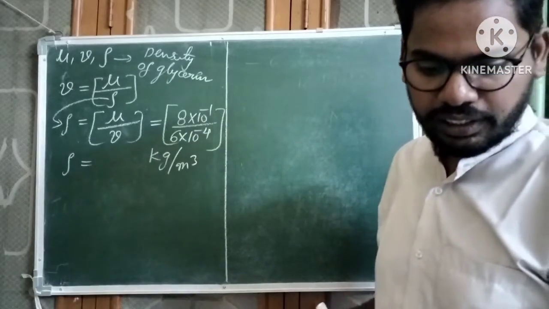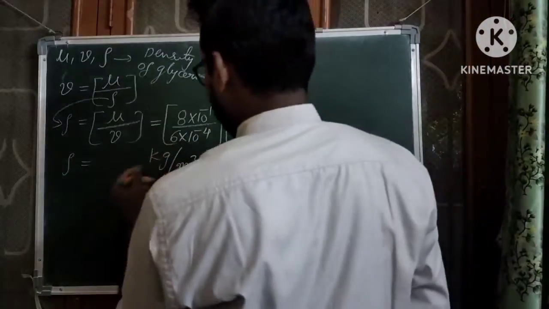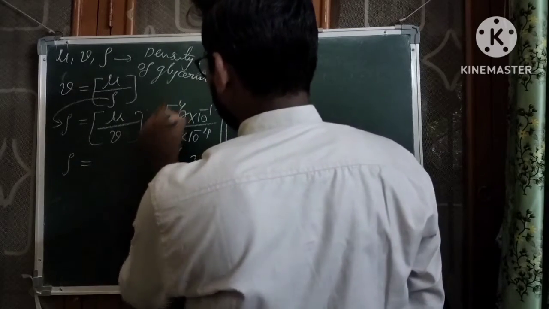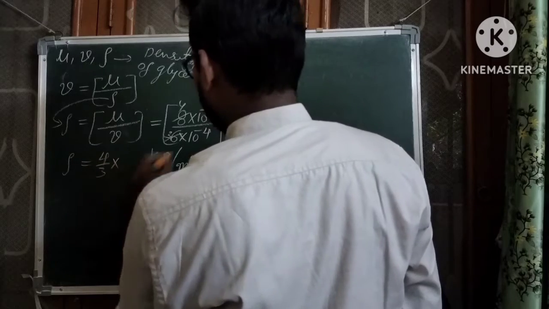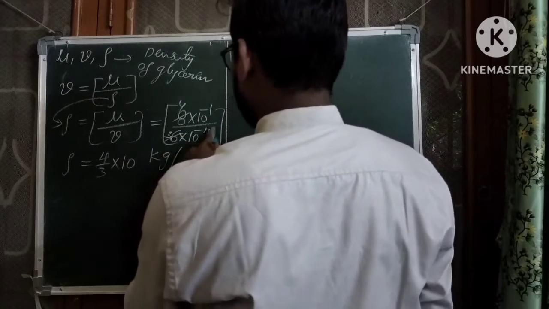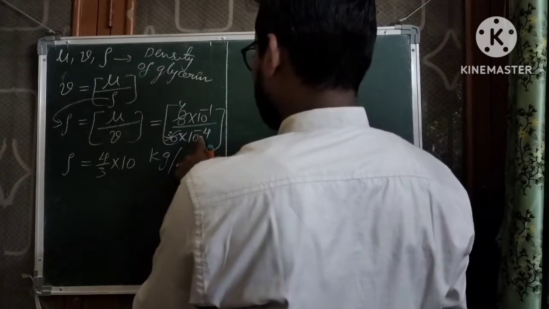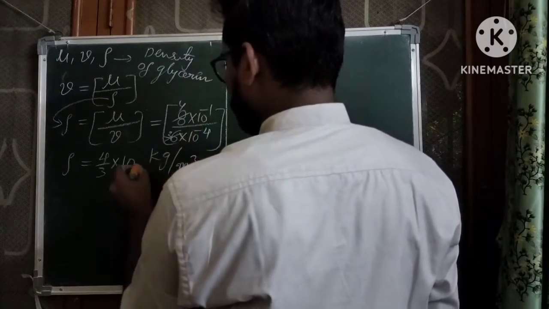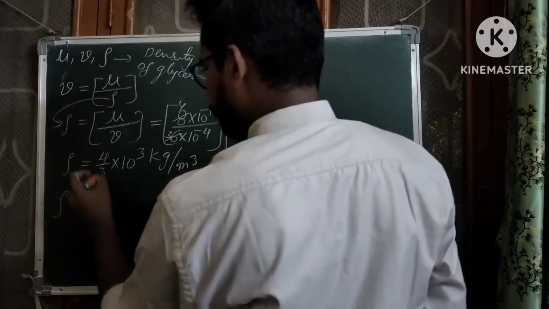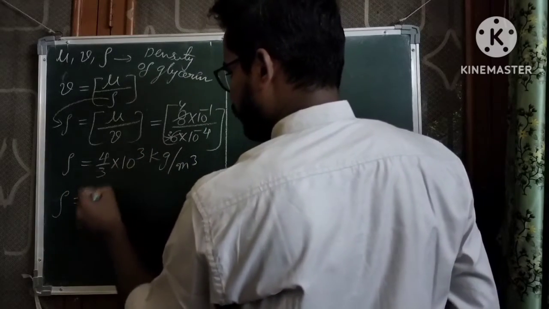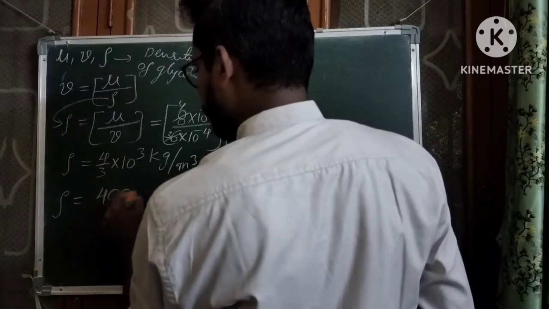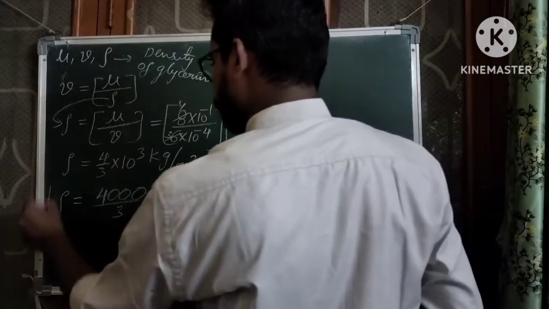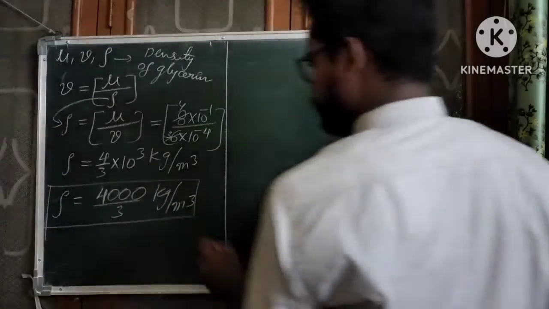So if you calculate, you will get density as 8 by 6. 8 by 6 means 2 3s, 2 4s. 4 by 3 into 10 to the power of, if 10 to the power of goes to numerator, it becomes 10 to the power of plus 4, into 10 to the power of minus 1, 10 cube. So rho is equal to 4 by 3 into 10 cube. 4 into 10 cube means 4000 by 3 kg per meter cube. You will get rho is equal to 4000 by 3 kg per meter cube.